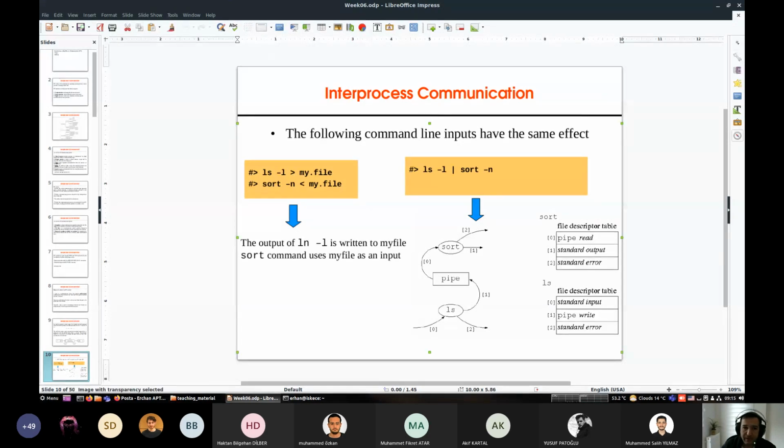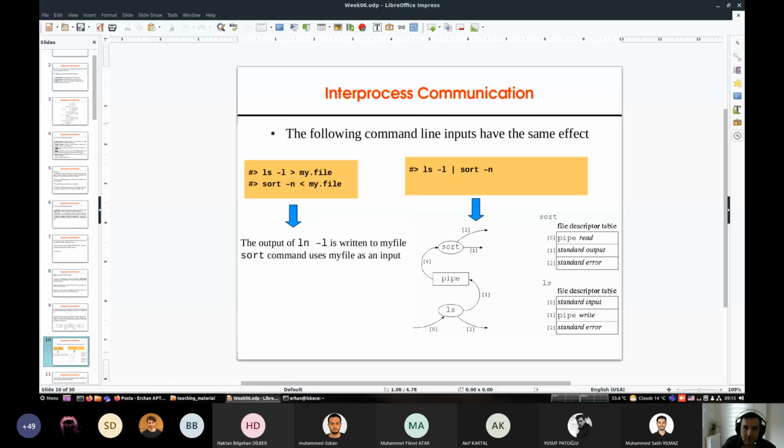Now the output of, it's not ln. This should be ls, not ln. Niye değiştirmiyorum bunu ya? Allah Allah.